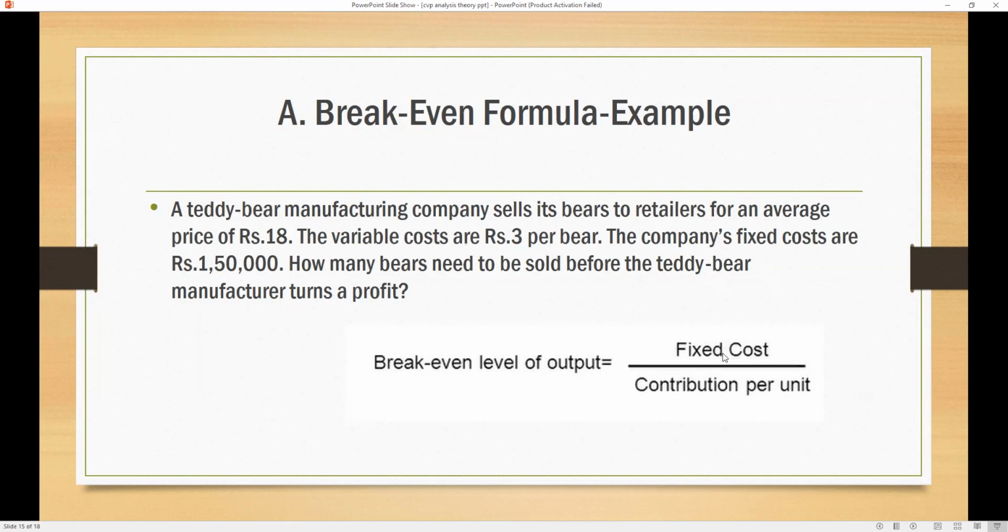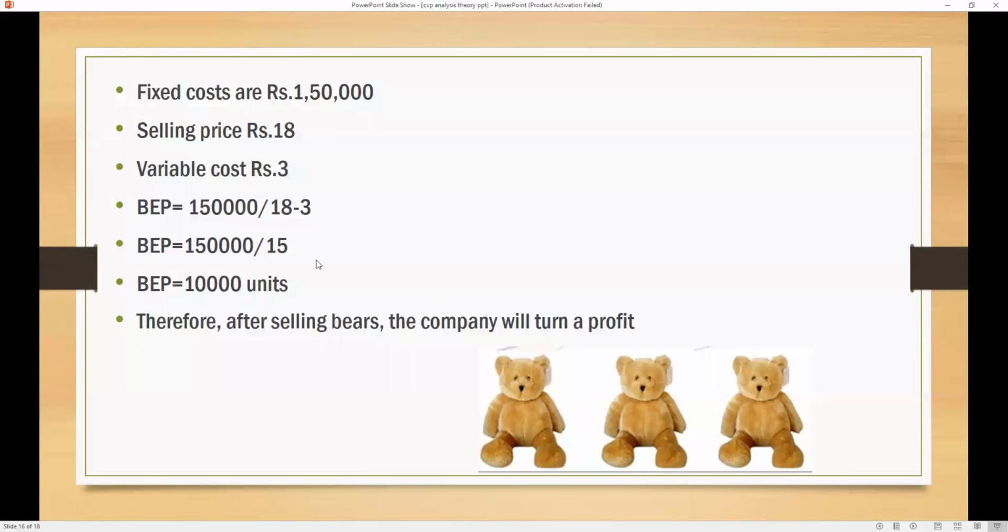Fixed cost is already given, 1,50,000. You need to calculate contribution. So contribution is equal to 18 minus 3. Selling price minus your variable cost is your contribution. So 18 minus 3, that's going to be 15. So 1,50,000 divided by 15 is going to be your BEP. So 1,50,000 divided by 15 would be 10,000 units.